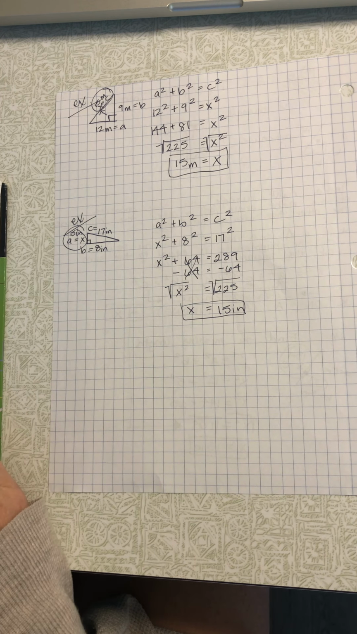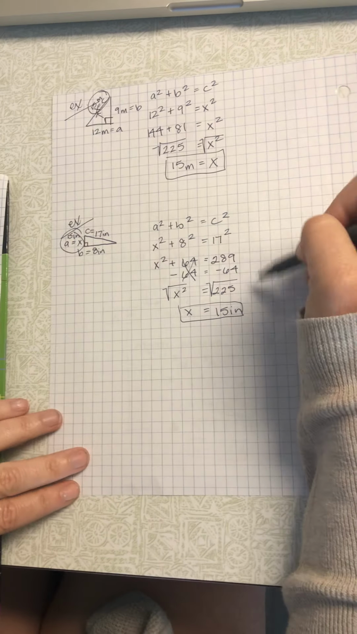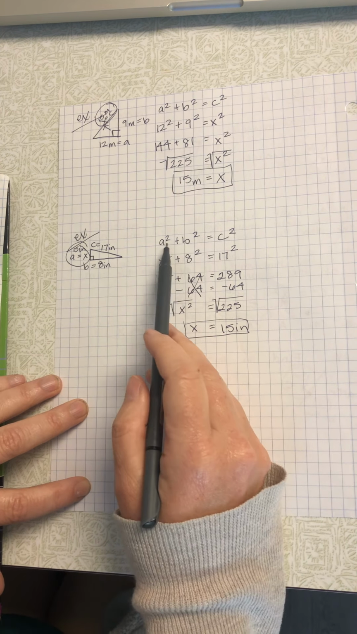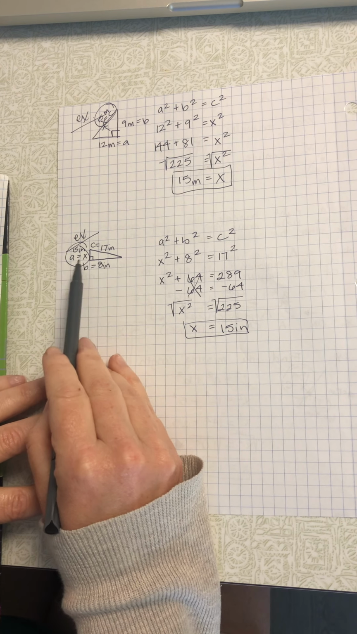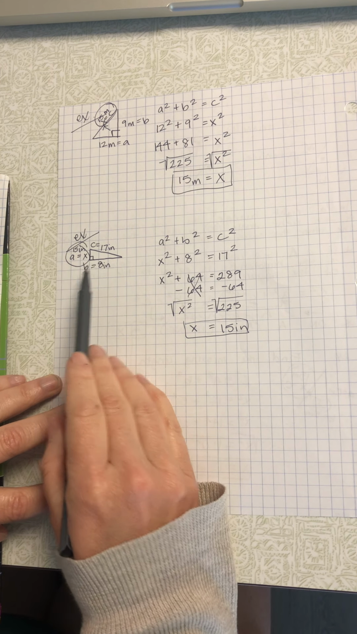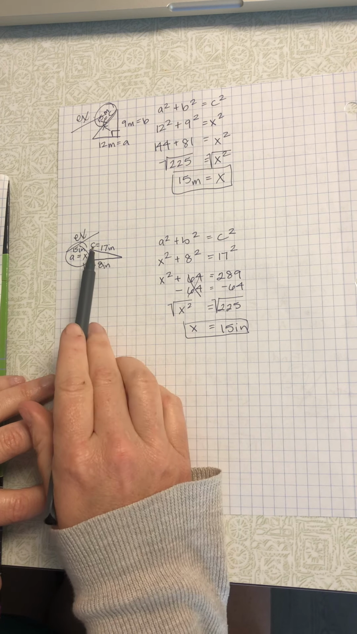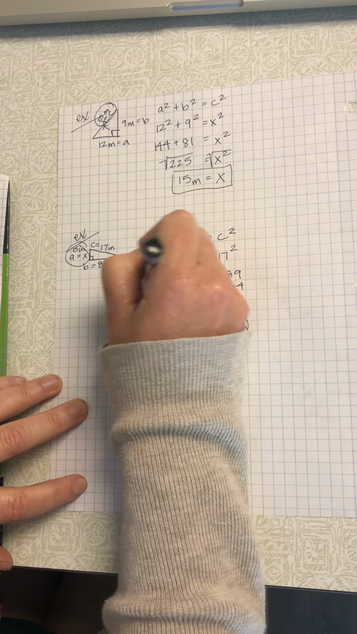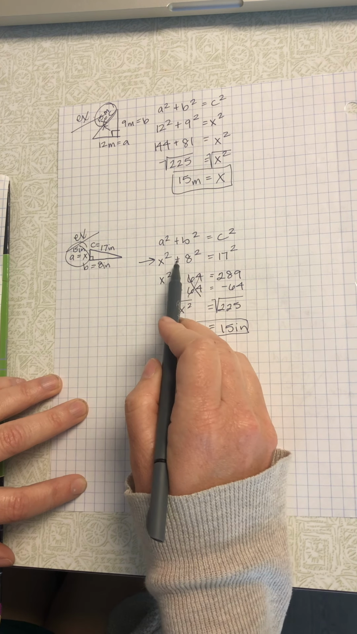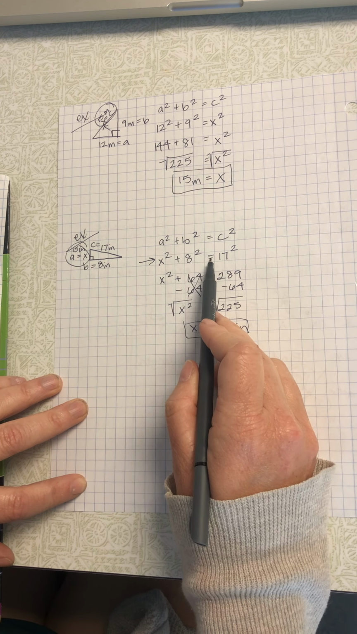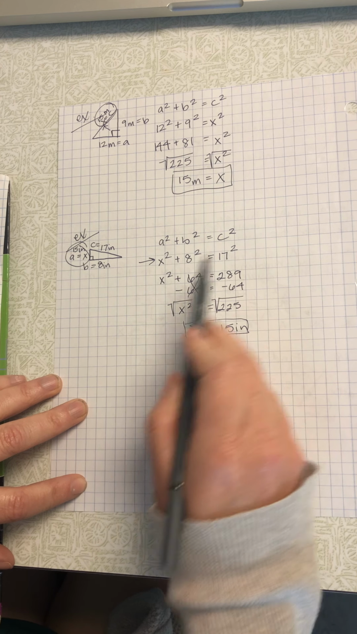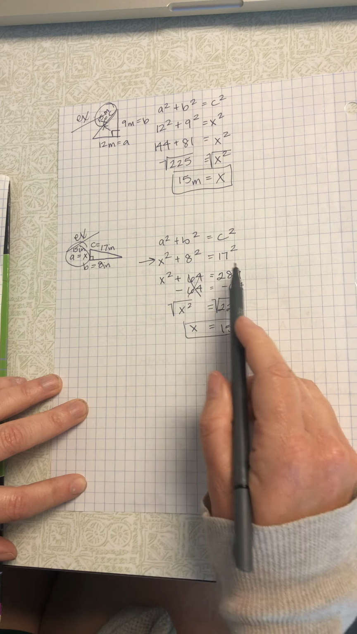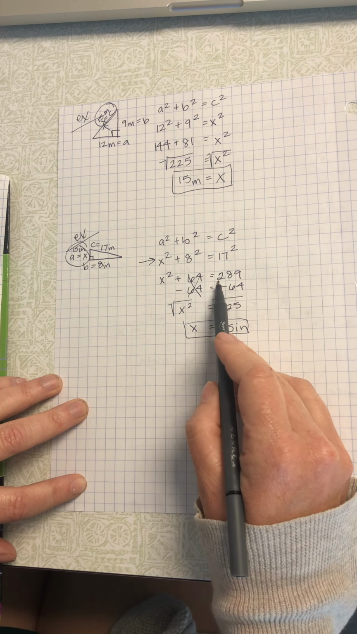Go ahead and pause it if you're still working, because I'm going to go over it. All right, so for this example, I labeled A our unknown. B, I gave the 8, and then C, our longest side, was 17. So when I substituted in, that looked like this. X squared plus 8 squared is equal to 17 squared. X squared obviously stays the same. 8 times 8 is 64, and 17 times 17 is 289.